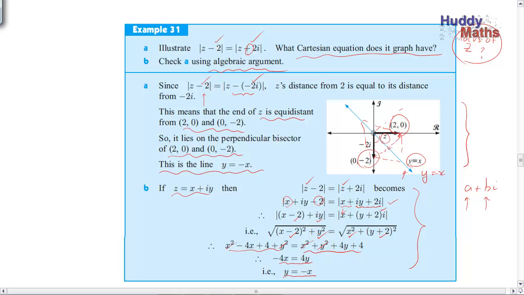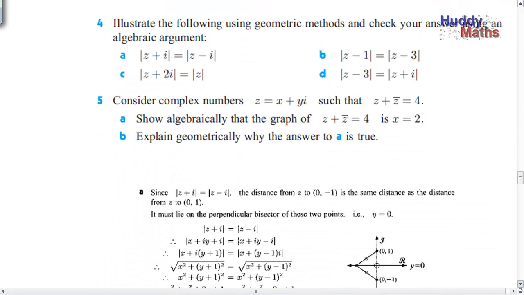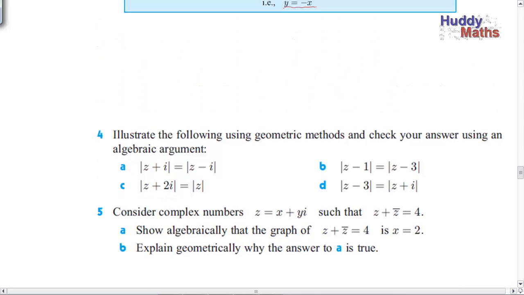All right, come down and see what you can make of these down here now. Let's just come up a bit. Okay, illustrate the following using geometric methods and check your answer using an algebraic argument. So it's quite a bit of work here.